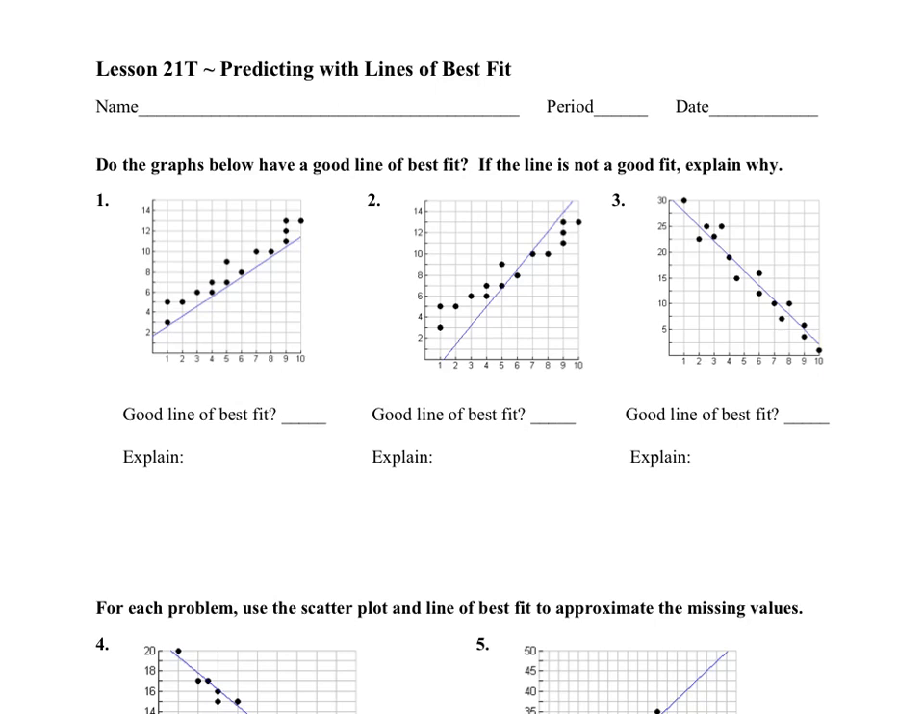So there are two criteria for a good line of best fit. First, the line must follow the direction of the linear data well. Also, the line should have about half of the points above the line and half the points below the line.